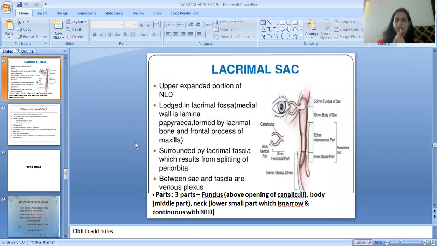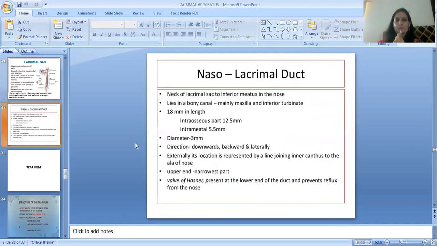Lacrimal sac. The upper expanded portion of the NLD is called the lacrimal sac. It is lodged in the lacrimal fossa, whose medial wall is the lamina papyracea, formed by the lacrimal bone and the frontal process of the maxilla. It is surrounded by lacrimal fascia, which results from splitting of the periorbita. Between the sac and fascia is a venous plexus. There are three parts: fundus, body, and neck. The fundus is above the opening of the canaliculi, the body is the middle part, and the neck is the lower small part, which is narrow and continuous with the NLD.